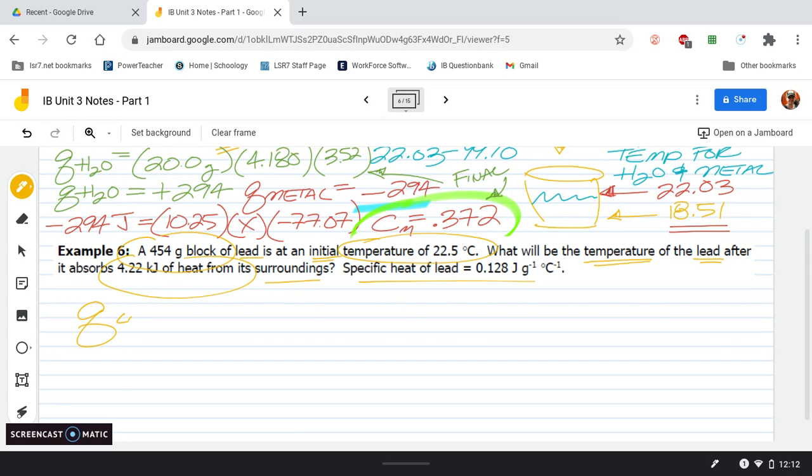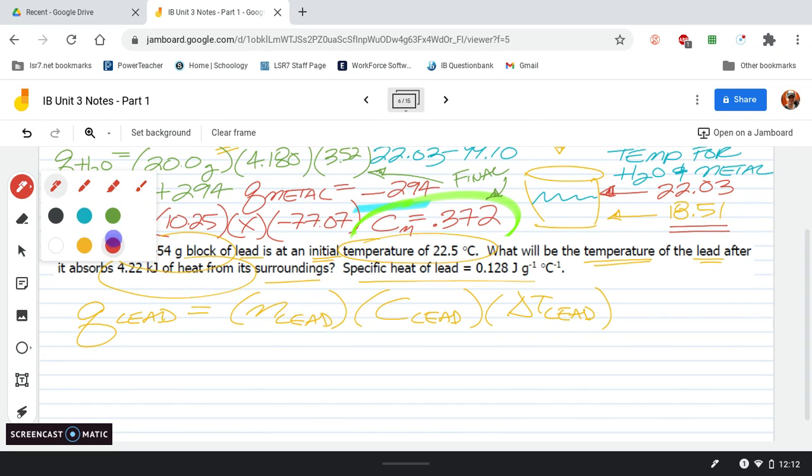So we can only do Q of the lead equals the mass of the lead times the specific heat of the lead multiplied by the change in temperature of the lead. So you don't have options this time. So this is actually a significantly easier problem. So you're really just dumping in a bunch of numbers and doing a little bit of algebra, and you're going to get a temperature value.